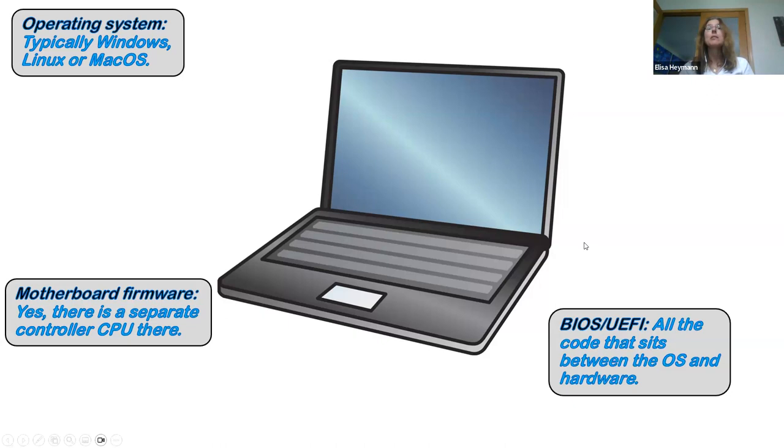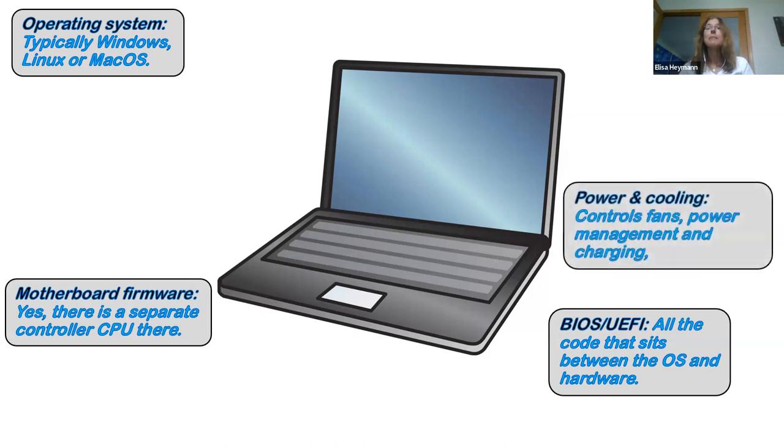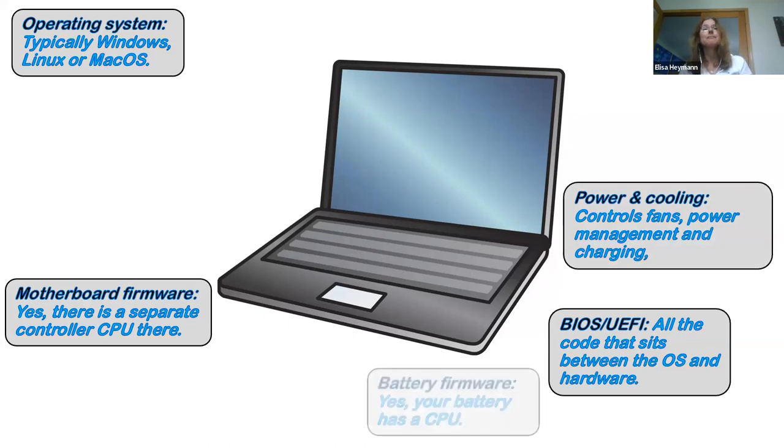And surprise, ransomware can also attack the power or cooling subsystem of your system, like the control of the fans or the power management and charging. Your battery has a CPU. That means a separate processor with its own separate firmware that can also be vulnerable to ransomware.